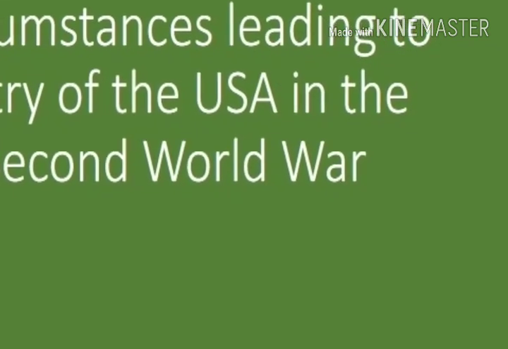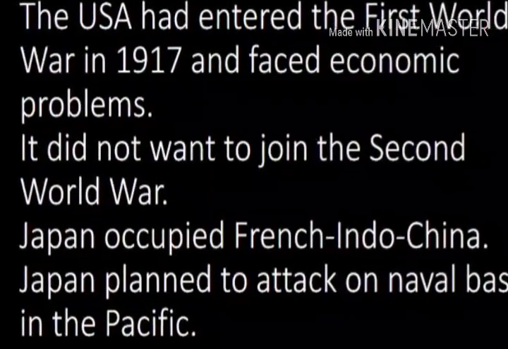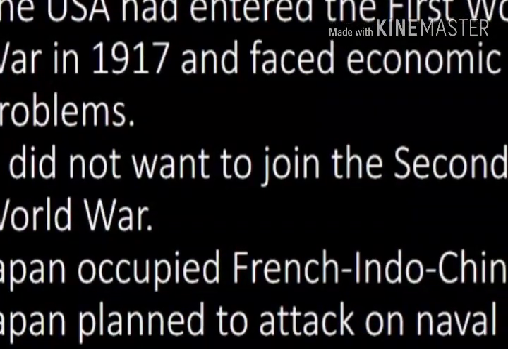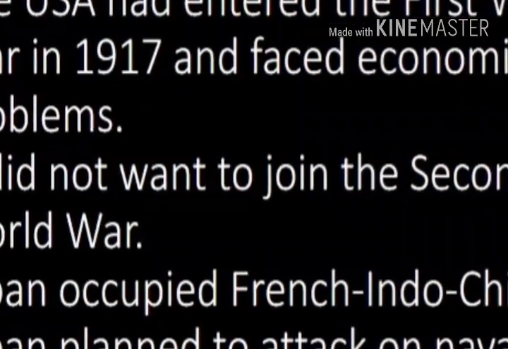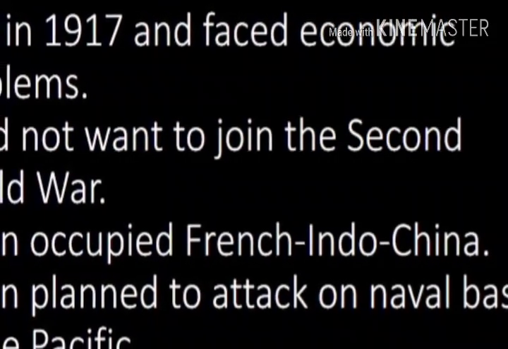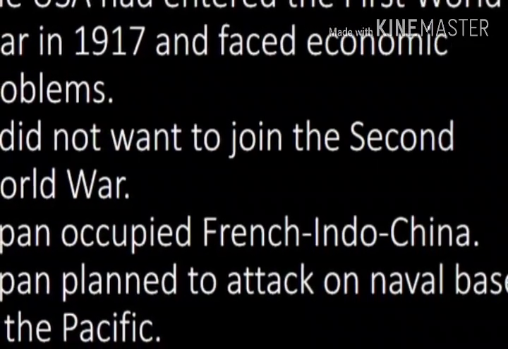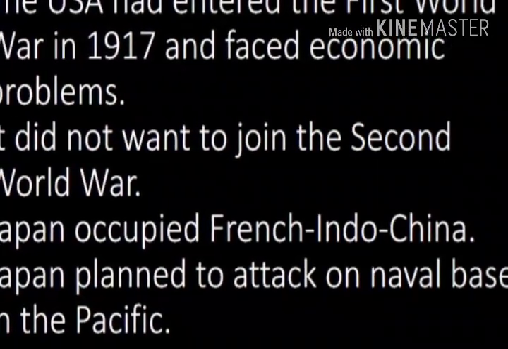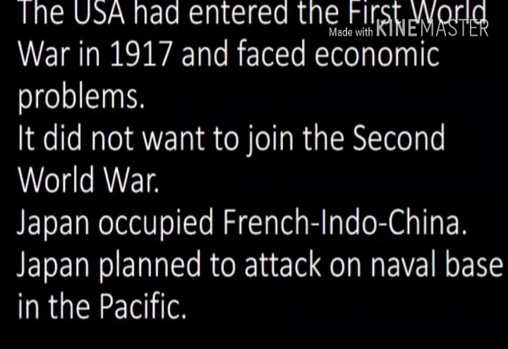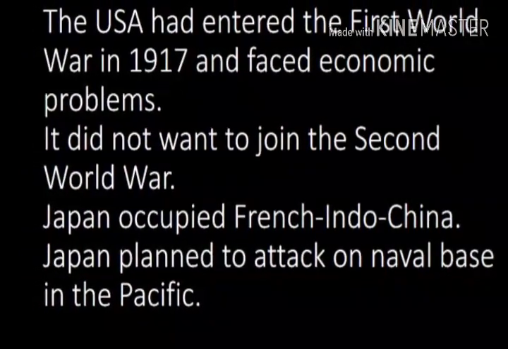The USA had entered the First World War in 1917 but had faced many economic problems. So therefore it did not want to join the Second World War, but it could not remain out of the war for long. Japan had extended its power in the east. It had occupied French Indochina and was planning attacks on the US naval base in the Pacific.